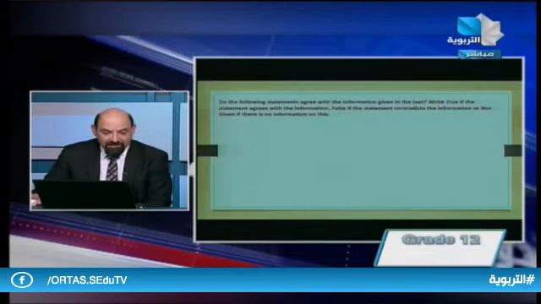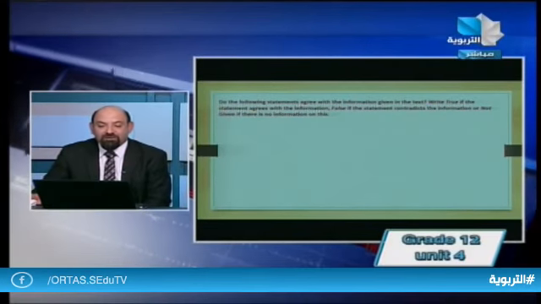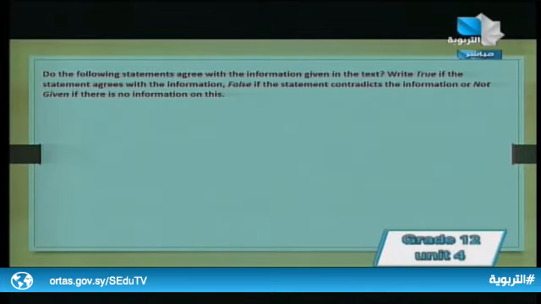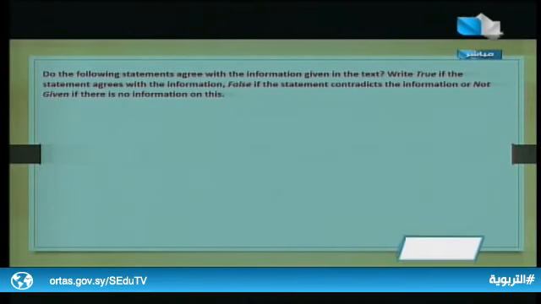Do the following statements agree with the information given in the text? Write true if the statement agrees with the information, false if the statement contradicts the information, or not given if there is no information on this. This exercise itself is a sample for the exam. Exactly, so this is what we want.